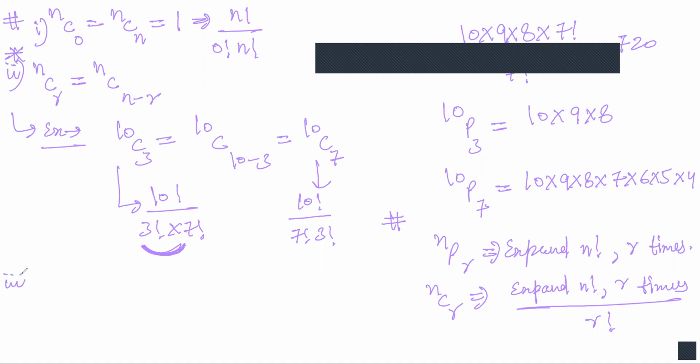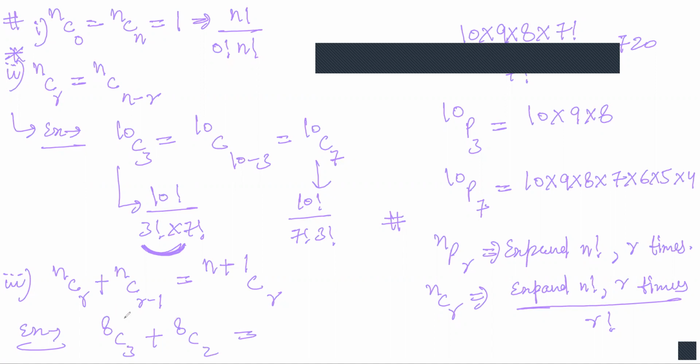Now the third property is nCr plus nC(r minus 1) equals (n plus 1)Cr. Understand? Let's say you want to add 8C3 plus 8C2. You can only add when the upper coefficient is the same and the lower coefficient is consecutive.